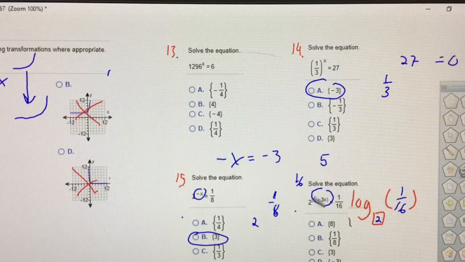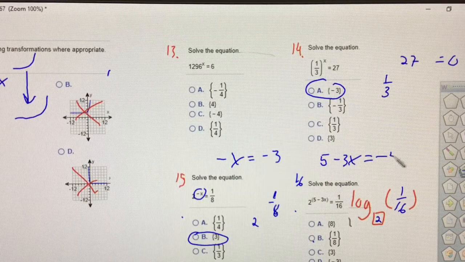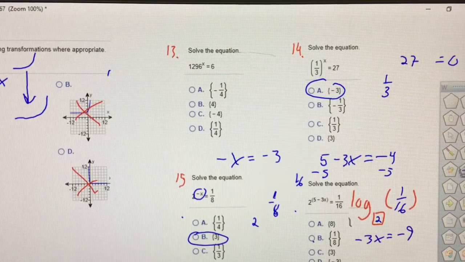So I have to rewrite this as 5 minus 3x equals -4. And I'm going to go ahead and solve that. Subtract 5 from this side. So that's going to give me -3x equals -9. And then when I divide both sides by -3, I get +3.